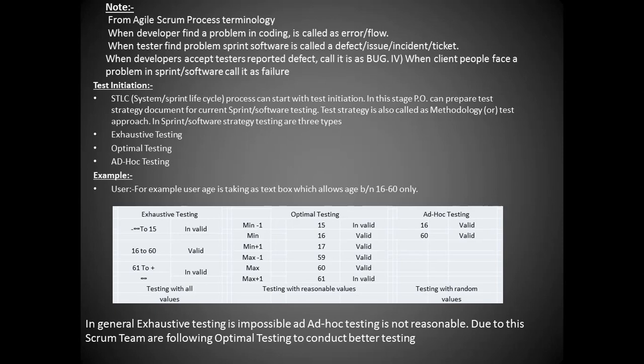Test strategy is also called a methodology or test approach. In sprint software testing, there are three types of strategy: exhaustive testing, optimal testing, and ad hoc testing. Exhaustive testing is not possible. Ad hoc testing techniques we use only when we lack time. In day-to-day work we use optimal testing techniques.